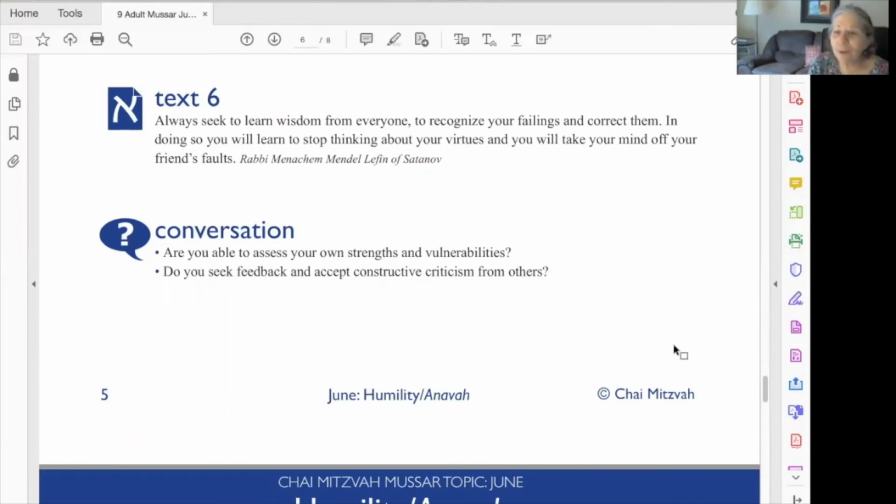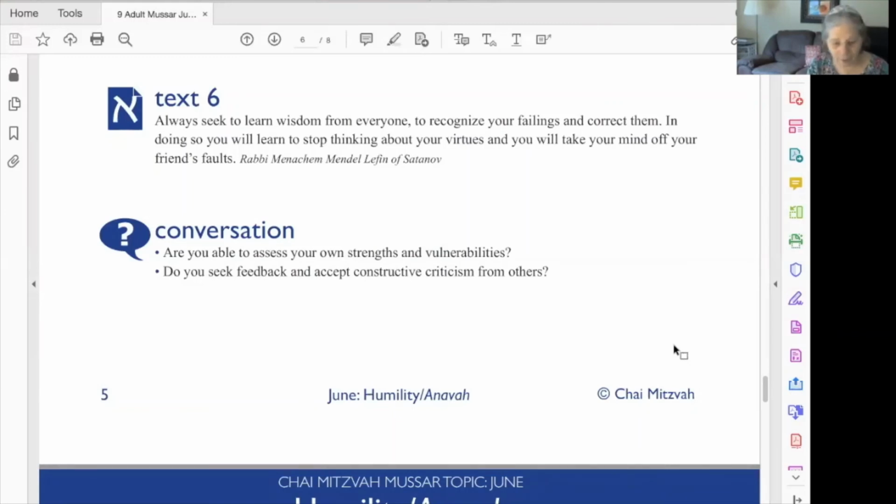A very probing question. We are asked, how are we able to assess our own strengths and vulnerabilities? By what process do we engage in order to figure out where we have our strengths and where we are vulnerable? And further to look at seeking feedback and accepting constructive criticism from others. How well do we do that? This last text can be equally valuable to discuss in small groups or chavruta, or with the large group, and then returning to the large group to revisit the answers.